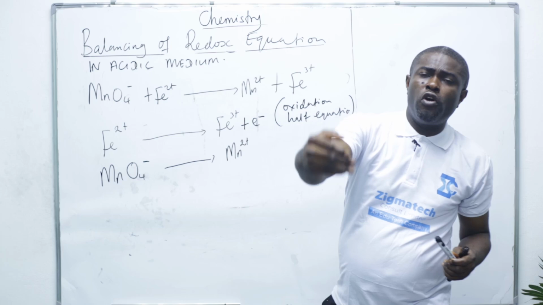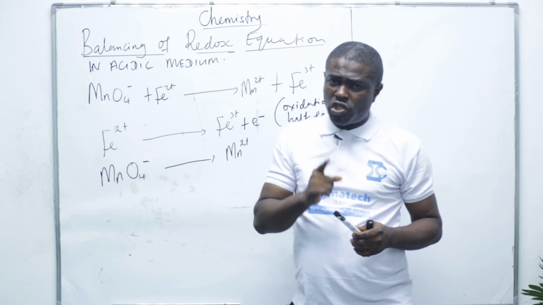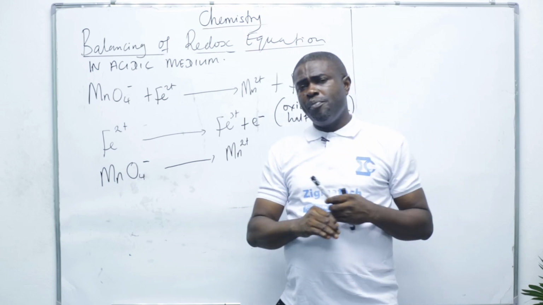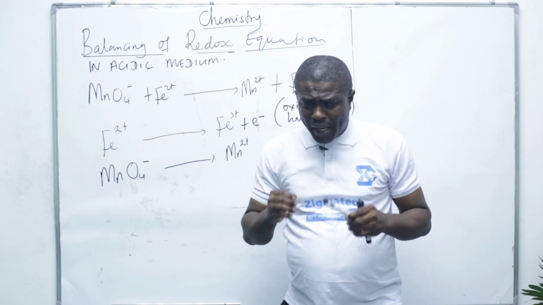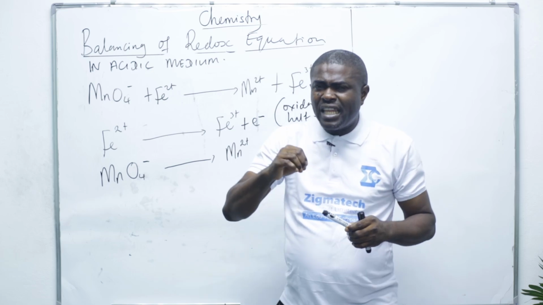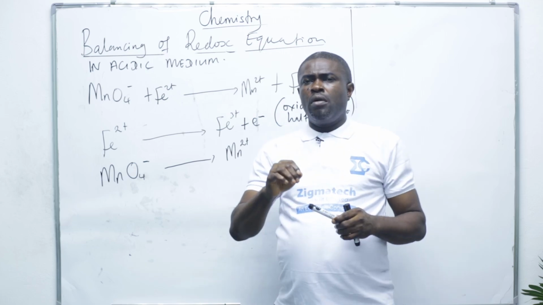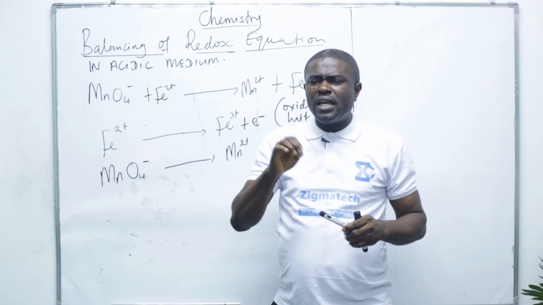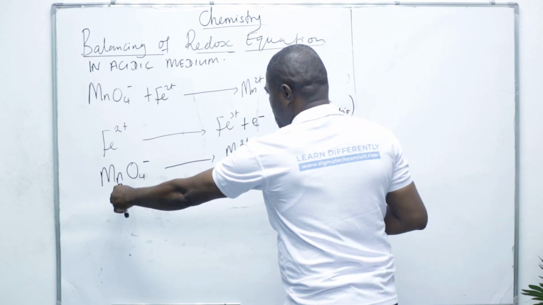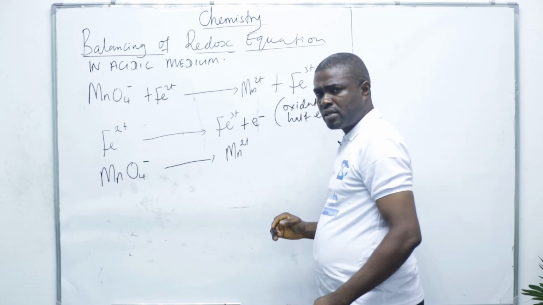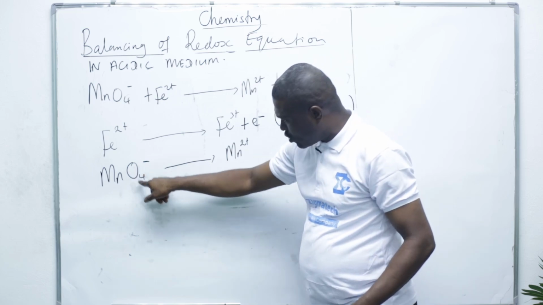Now you move on to balance oxygen. How then do you balance oxygen in acidic medium? Pay attention to this, because if you miss this, you won't be able to do it. Ask yourself, where is that oxygen? Looking at it, the oxygen is at my left-hand side. How many atoms of oxygen are there? Just 4 atoms.